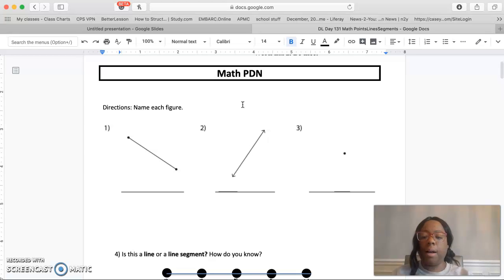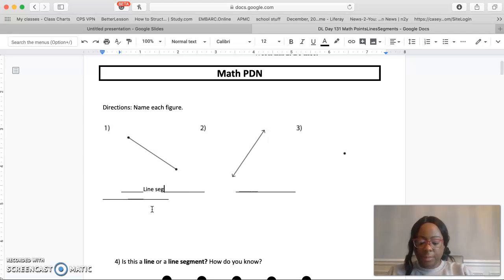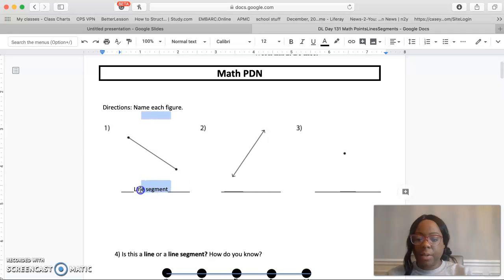Welcome back. Today for our PDN, we had to name each figure. Now, this is an assignment that we've done before in the past, so this is just a review to help you guys remember for when we return to school. All right, so we have a line that has a point on each end. Now, when we have a line that has a point on each end, we know that that is called a line segment. Make sure you're putting forth effort to try to spell these words correctly, and that you're taking your time and you're doing things the KIPP way.